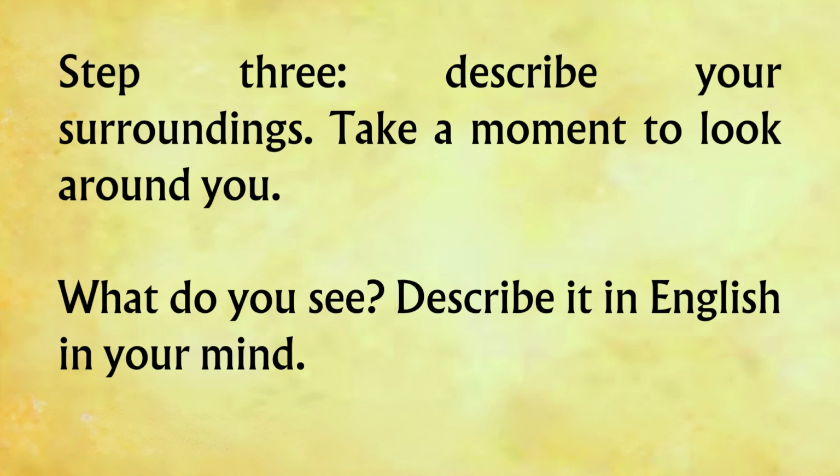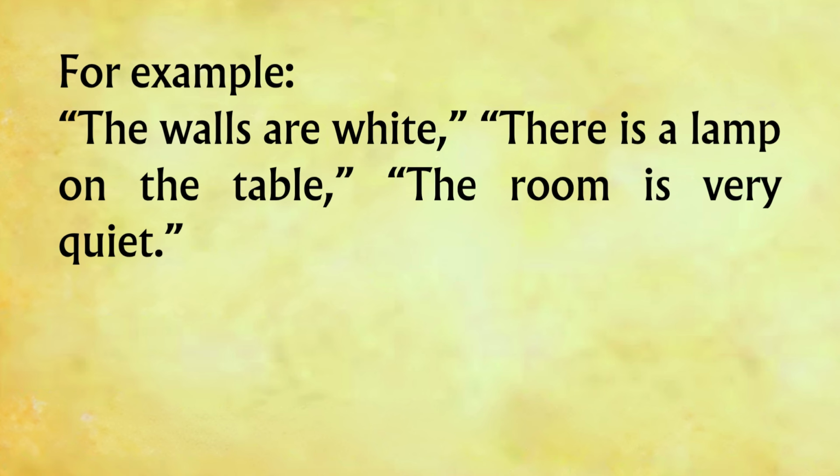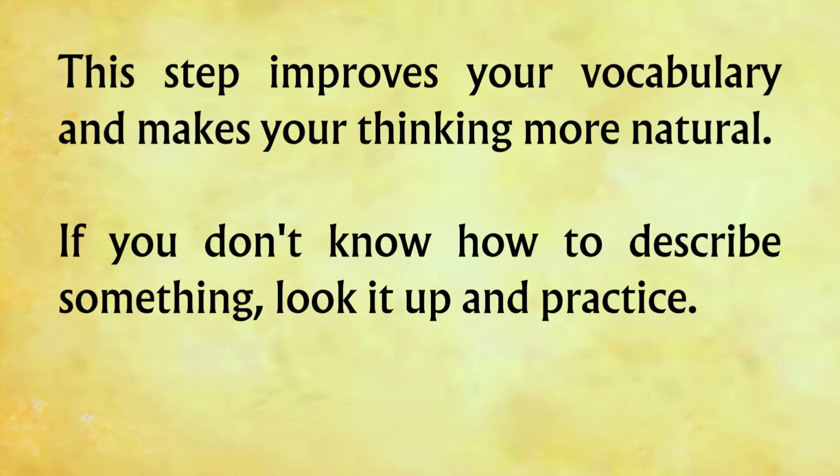Step 3. Describe your surroundings. Take a moment to look around you. What do you see? Describe it in English in your mind. For example, the walls are white, there is a lamp on the table, the room is very quiet. This step improves your vocabulary and makes your thinking more natural. If you don't know how to describe something, look it up and practice.